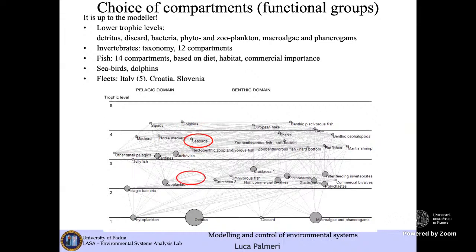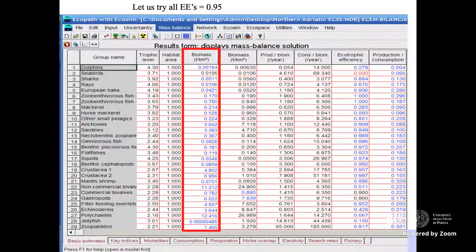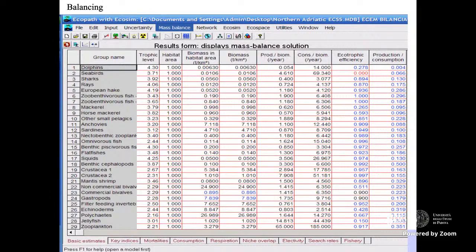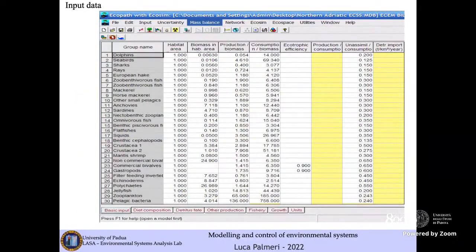This kind of analysis also includes the fleets. For example, for Italy we have 5, and Croatian and Slovenian fleets that are fishing in the Adriatic. Let me go back, I will show you that. You may indicate the quantity of material that is brought away from fishing catches in the fishery panel of the basic input.